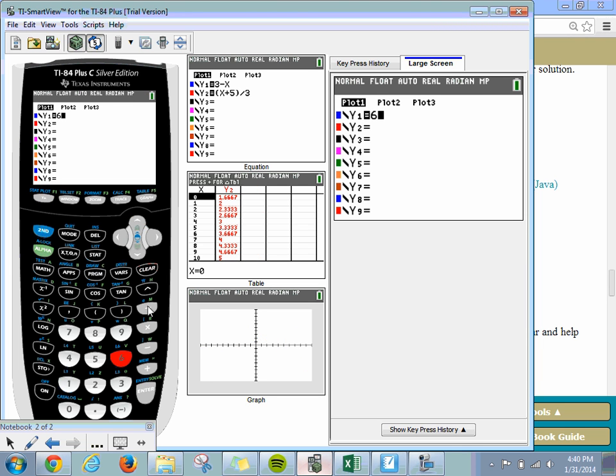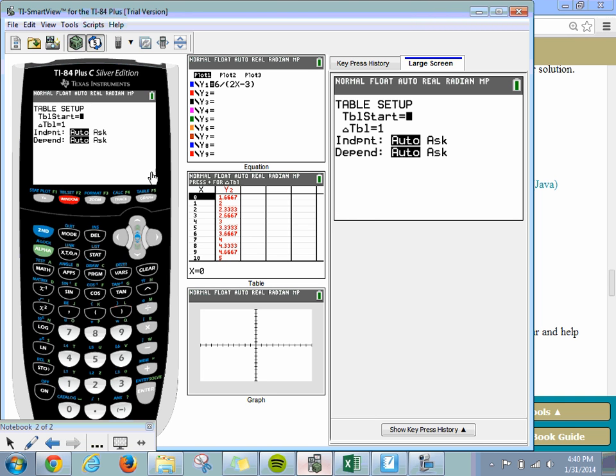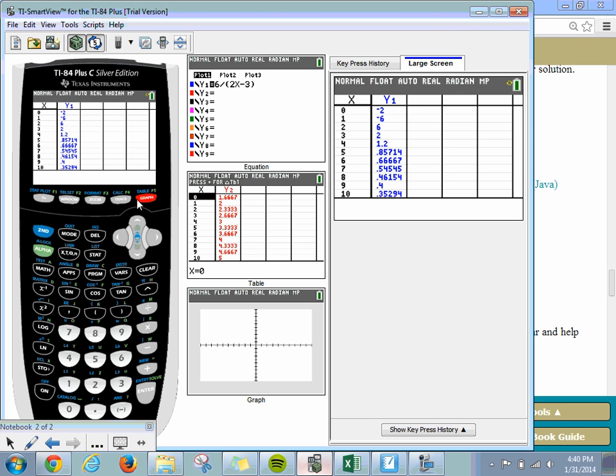So they told us y is equal to 6 divided by, I believe it was 2x plus 3. Or I'm sorry, 2x minus 3. I had to double check that one. If I go to my table, I can see that I've got it starting at 0 and going up by 1. So right now it's set to automatically generate a table for me, which is nice because in A they ask us to find out what happens when x is equal to 1.